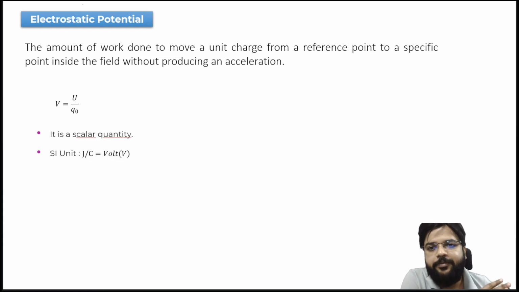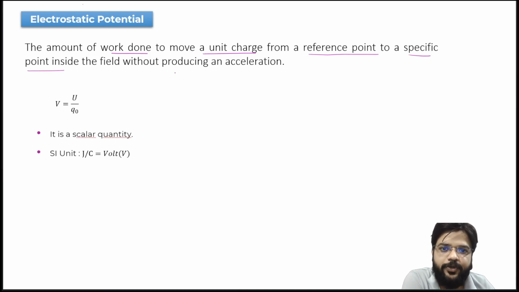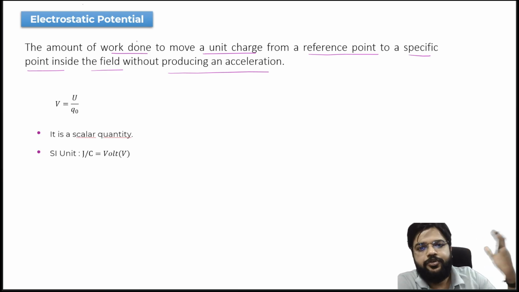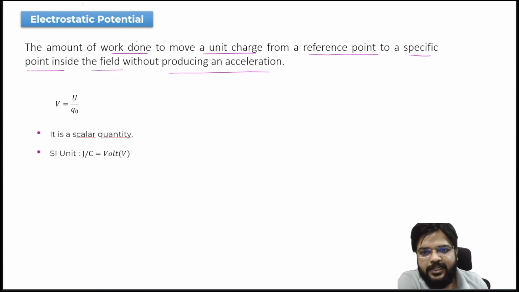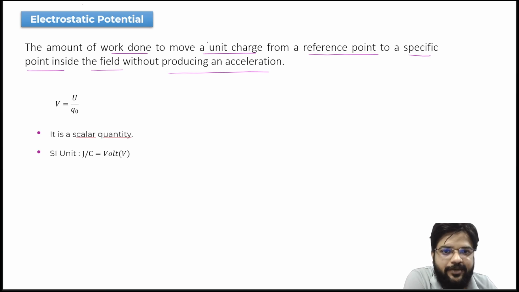Now let's see the next topic, everyone, electrostatic potential. So what is the definition of electrostatic potential? The amount of work done to move a unit charge from a reference point to a specific point inside the field without producing an acceleration. Correct? So in the potential energy, we have Q charge, everyone. We are bringing Q charge from infinite to a specific point in the field. But when we are talking about the electrostatic potential, then we have unit charge, everyone.